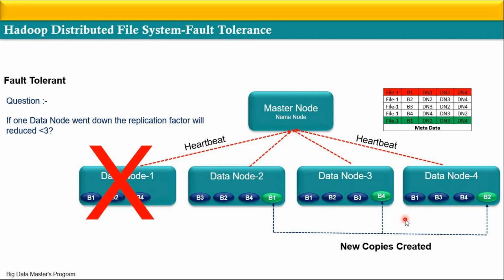Clear? Hope the things are clear, right? Are you able to correlate? So the replication factor will not be reduced. More copies will be created in order to maintain the replication factor at 3.